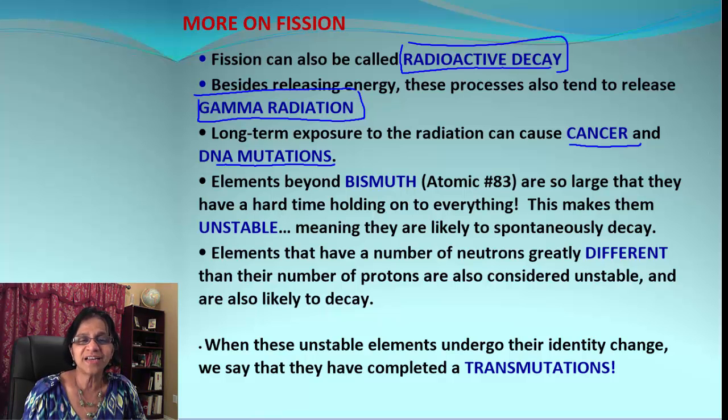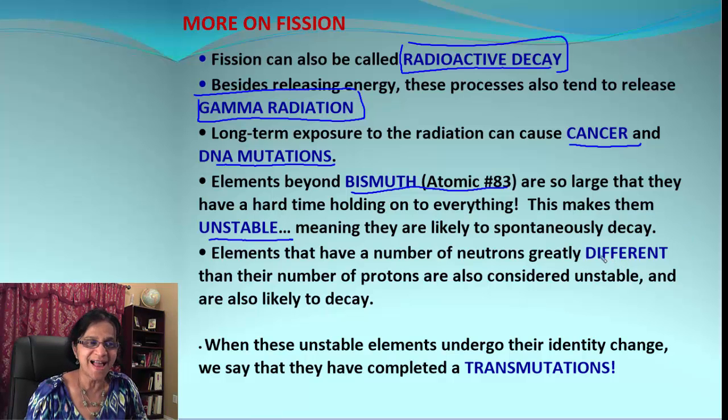Now, which are the elements which are prone to be radioactive? Those are all elements which we call heavy elements, and those are anything beyond bismuth. Bismuth is atomic number 83, and anything above that will be large, and if it's large, then they will be unstable. Sometimes elements also can undergo fission reactions.